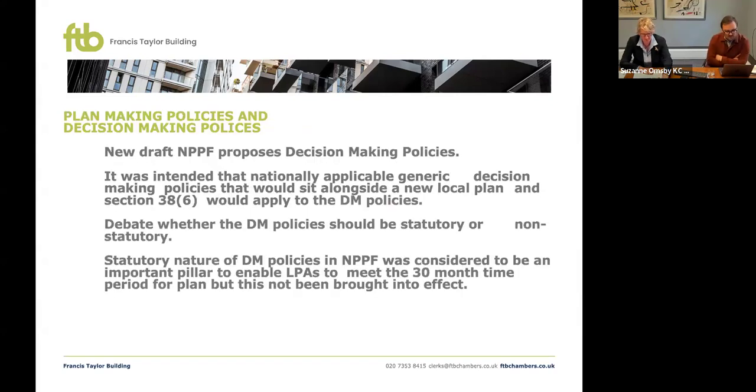And then an important new element, perhaps, of the planning system created by the Levelling Up and Regeneration Act is the scope for national decision-making policies. Now, Section 98 of the Levelling Up and Regeneration Act created this concept of the national decision-making policy. And that is essentially any policy relating to the use and development of land that the Secretary of State designates as a national decision-making policy.